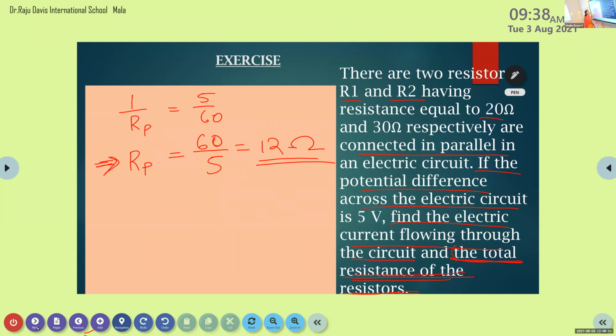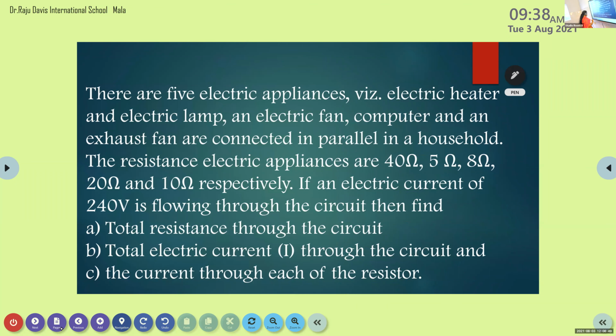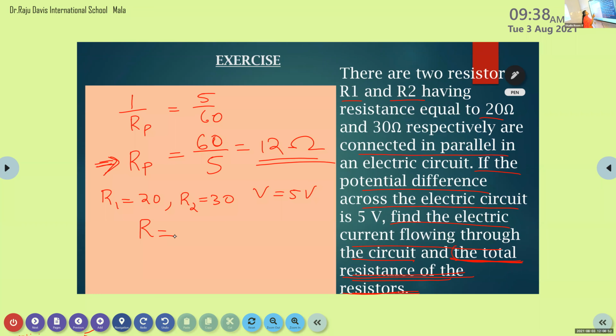So here we get one more physical quantity. R1 is equal to 20, R2 is equal to 30, and the voltage V is equal to 5 volt. The effective resistance of the resistor is R equal to 12 ohm. The total resistance of the resistor is 12 ohm. It is a parallel combination. The effective resistor R is equal to 12 ohm. So what is our first question?